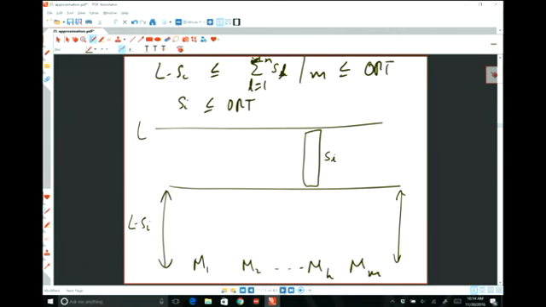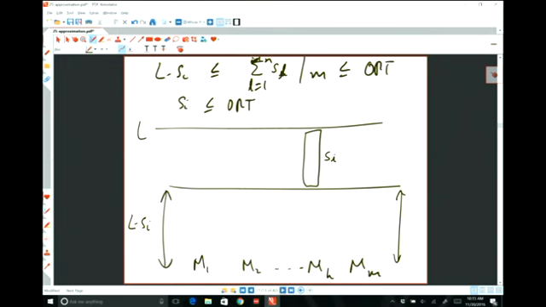We can say this, right? We still have that L minus SI is less than the average load. And our schedule length is L minus SI plus SI. If I can argue that SI is at most opt over 2, I'll be happy. Then I get average load plus opt over 2, so opt plus opt over 2. So I want to argue that this job is no more than opt over 2.